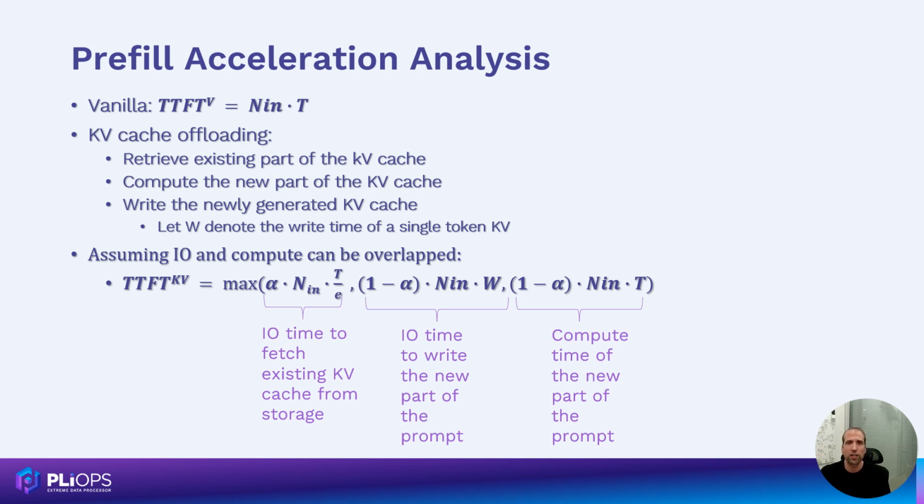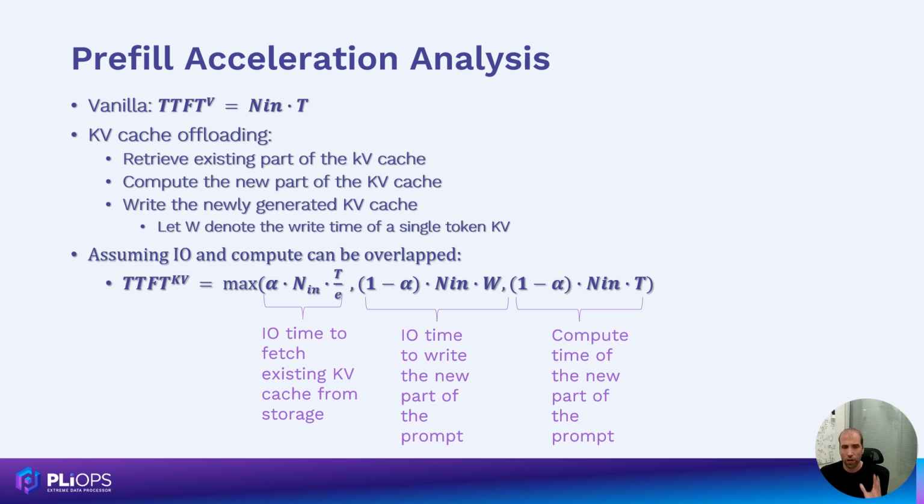Now for the KV cache offloading system, we have three parts that need to be done. First, we need to retrieve the existing part of the KV cache. Second, we need to compute the new part of the KV cache, the Q2 from our example before. And third, this new KV cache that was generated, we need to write to the storage so this process can continue again and again. So we have these three components. Now, if you can overlap the read and write I/O with the compute, then we can achieve better efficiency.